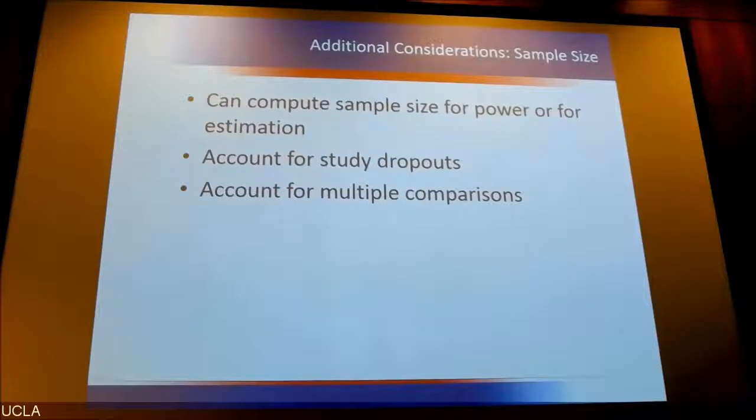So a couple of additional things that we often want to consider. One is accounting for study dropouts. When we do our sample size calculation, we need to account for the fact that if you're evaluating people over time, you will have incomplete data. You will have people drop out, and so getting some idea of that ahead of time is important for the sample size calculation.